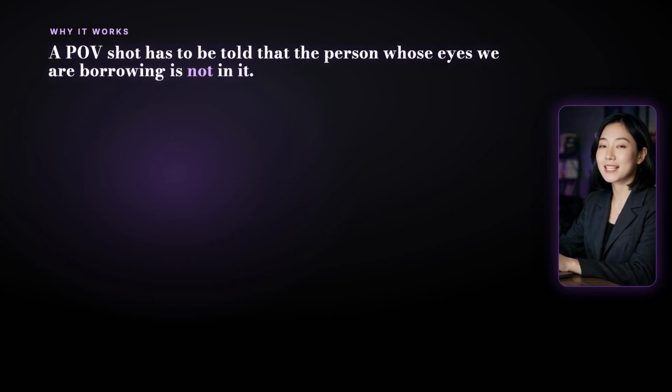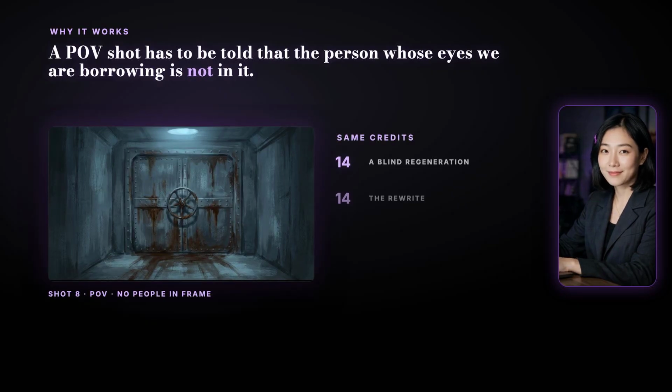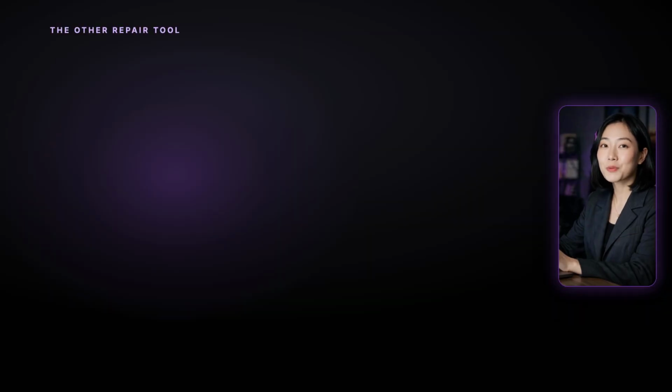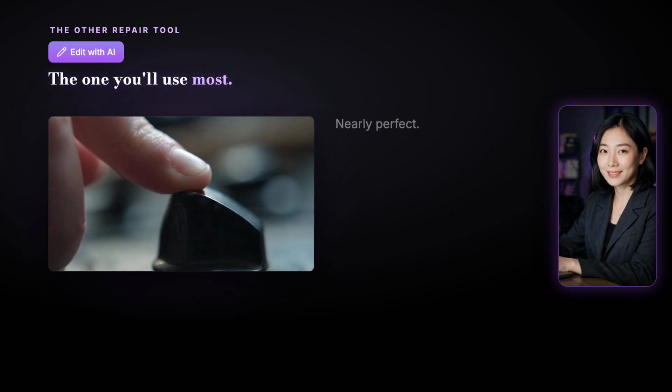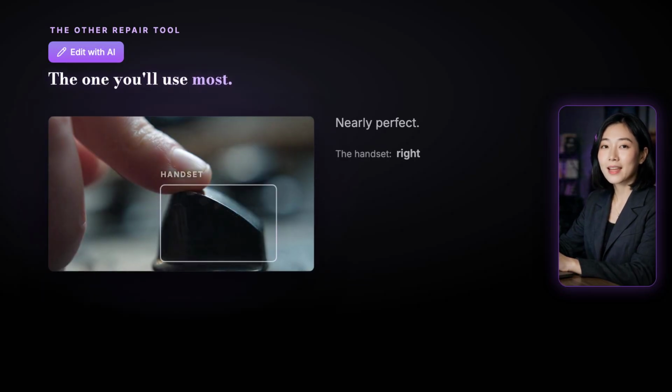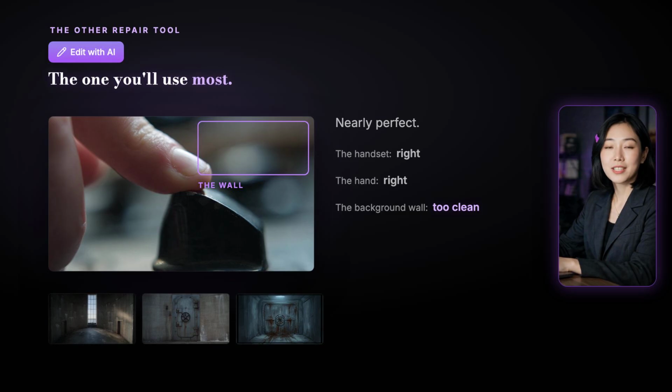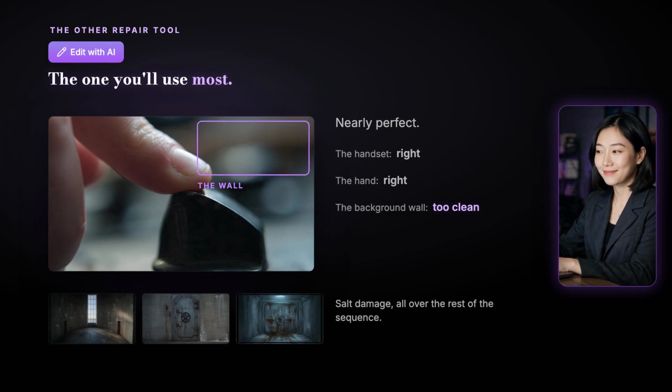There. Same credits as a blind Regeneration. Completely different odds. Now let me show you the other repair tool, because it's the one you'll use most. This panel is nearly perfect. The handset is right, the hand is right, but the background wall is too clean. It's lost the salt damage that's all over the rest of the sequence.